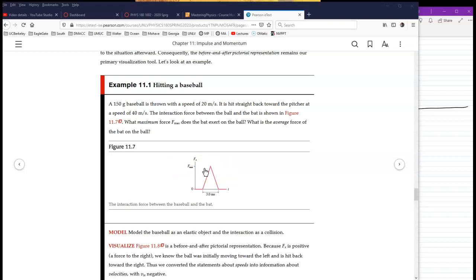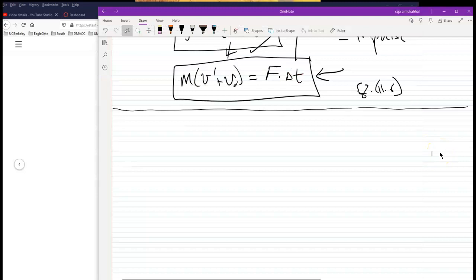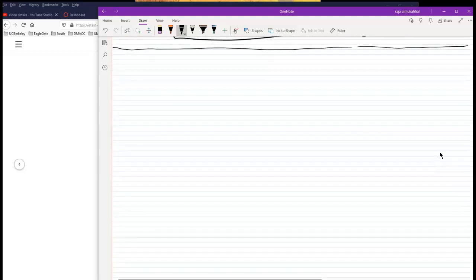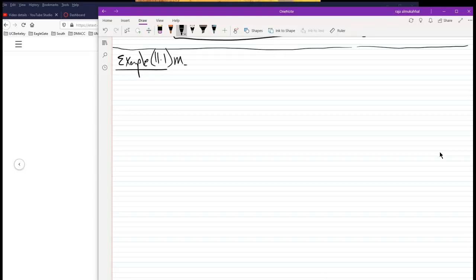All right, so how do we do this problem? Let me go back to here. Let's write down what's given to us. Example 11.1. We have the mass of the ball is 150 gram. The initial velocity is 20 meters per second. And the final velocity after it was hit is 40 meters per second, right? And the graph looks something like that.